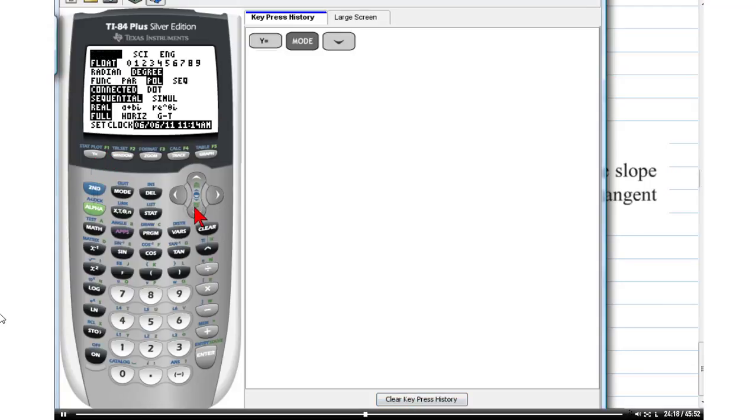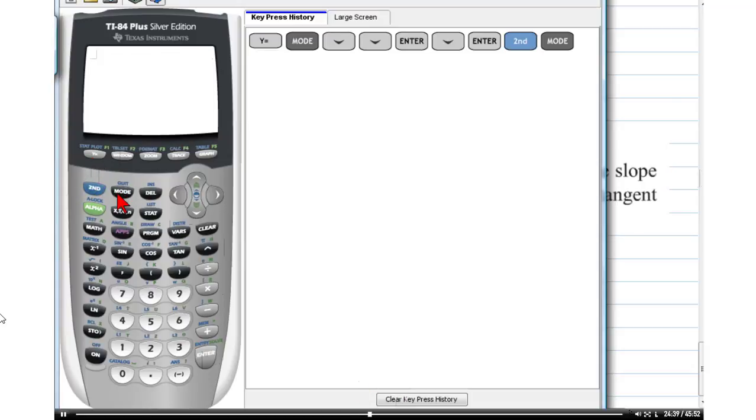You always want your calculator in radian mode, and for this I need function mode. If you hit mode, make sure that everything on the left-hand side of the screen is lit up, and that way your calculator will function properly in calculus. So we're going to quit, hit second and then quit to get out of this. And then we're going to hit y equals.